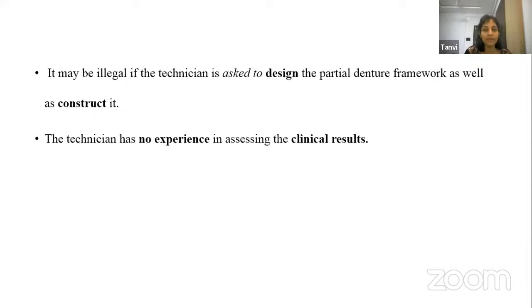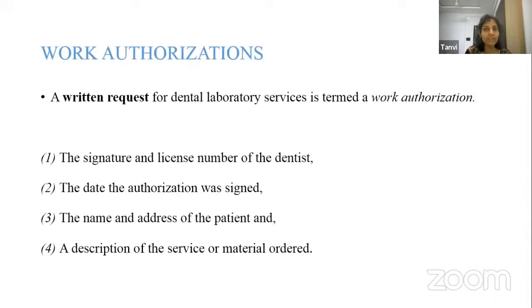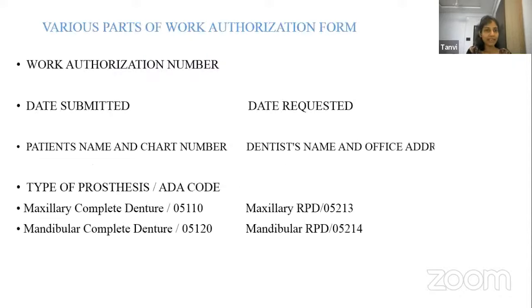The technician has no first-hand contact with the patient. So here comes the significance of the work authorization form. A work authorization form is actually a written request which is sent by the clinician to the technician, which has all the required information like the work authorization number, the date on which it is completed, and the date on which the work is requested.